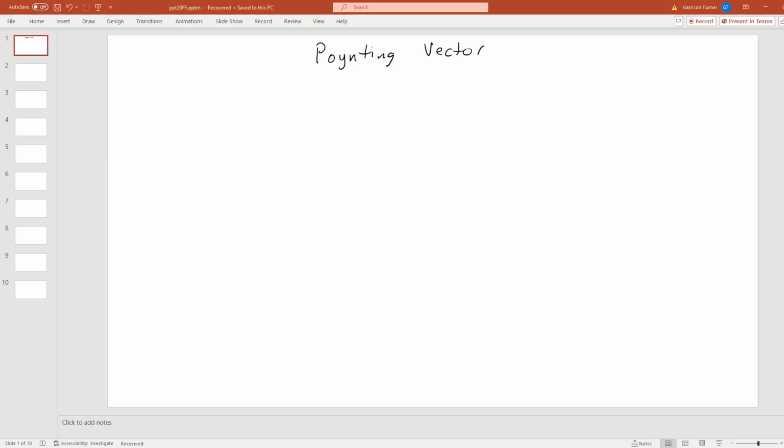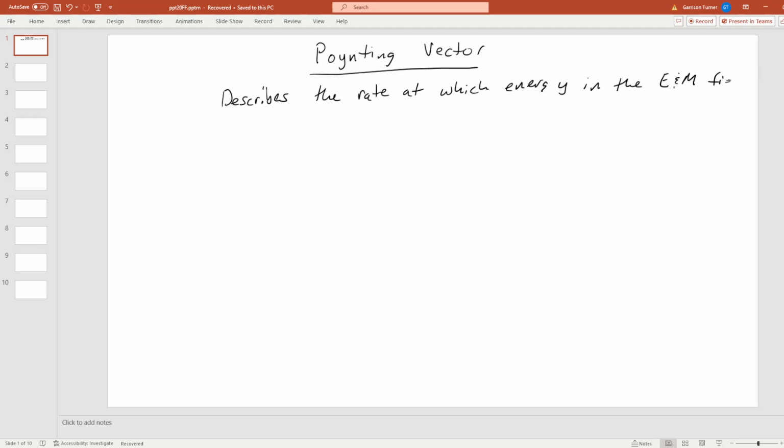It's now time to address the issue of the Poynting vector as it relates to electromagnetic waves. So the Poynting vector describes the rate at which energy in the E and M fields is transported through an imaginary area, okay, a surface area.